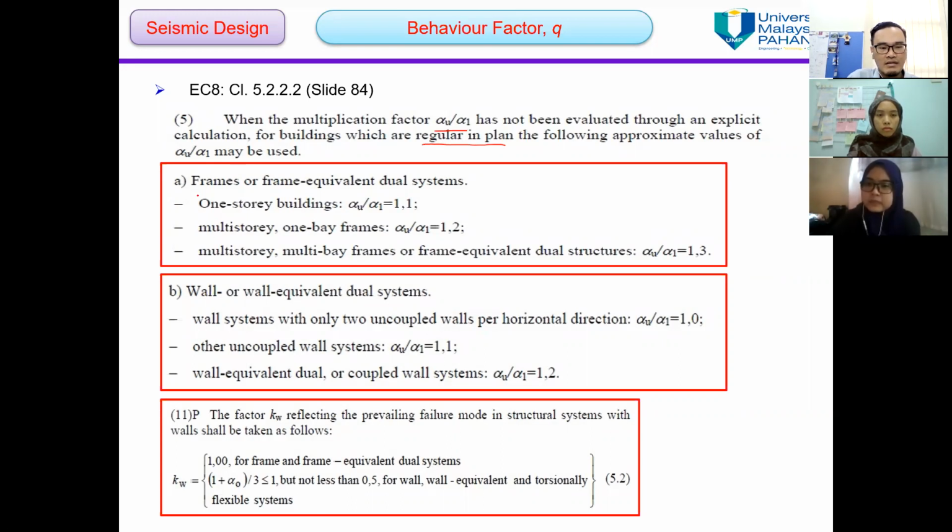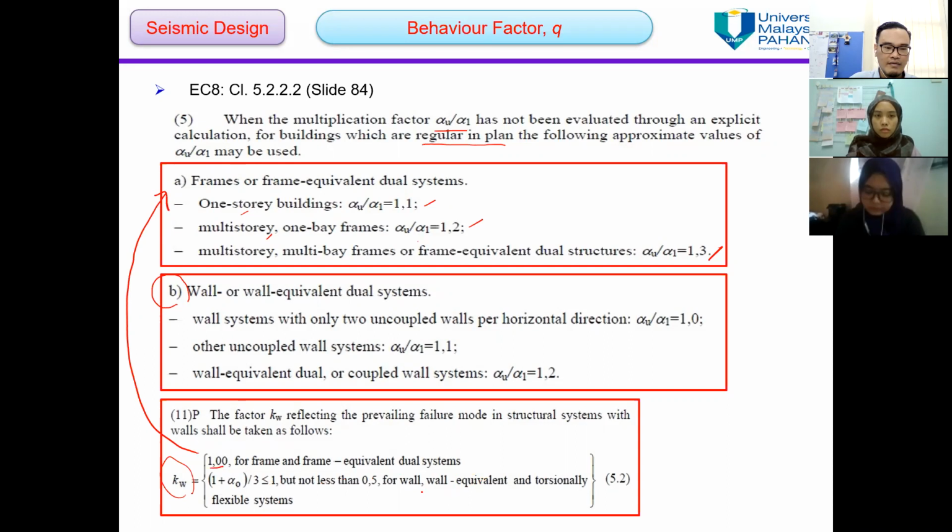Part A is the frames or frame equivalent dual systems. Alpha u divided by alpha 1 is equal to 1.1 for one-story buildings. For multi-story one-bay frames, the value is equal to 1.2. For multi-story multi-bay frames or frame equivalent dual structures, the value of alpha u divided by alpha 1 is equal to 1.3. And this is the corresponding value for the wall or wall equivalent dual systems. And this one is the value of kW, which is equal to 1.0 for frame and frame equivalent dual systems, which is for this category of structure.